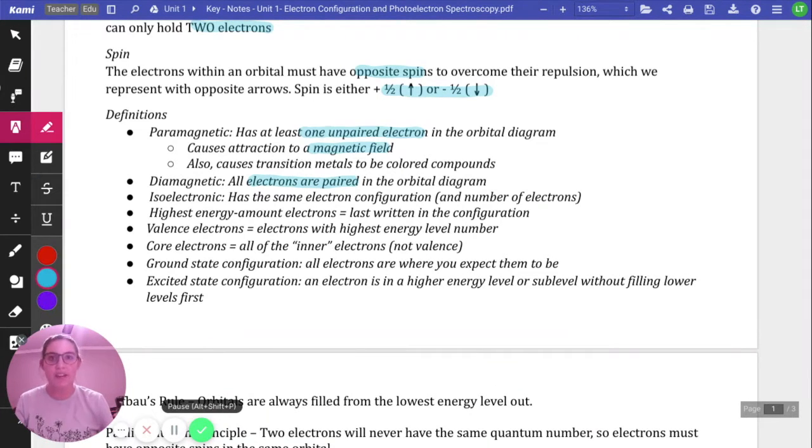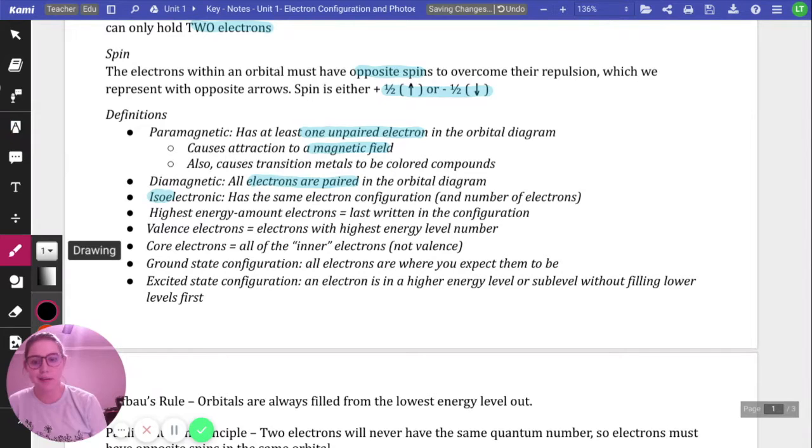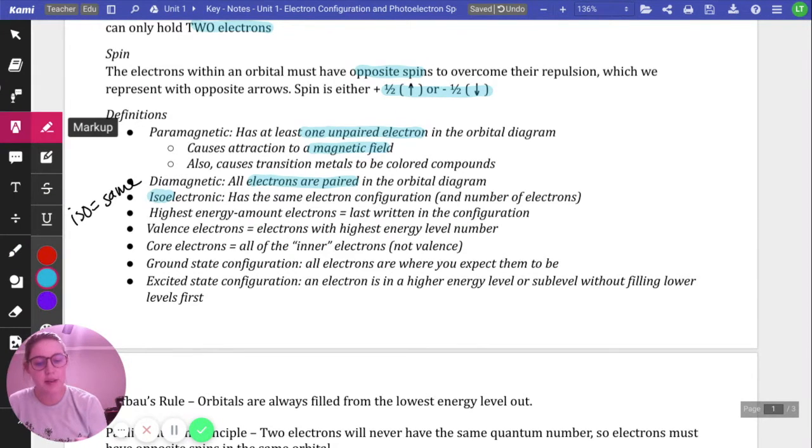Next word we have is isoelectronic. So iso, if you guys were in my class last year, you probably definitely know this, but iso means same. So isoelectronic means that they have the same electron configuration and therefore the same number of electrons. So isoelectronic, same electron configuration.